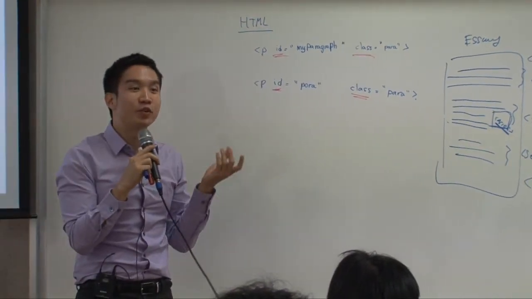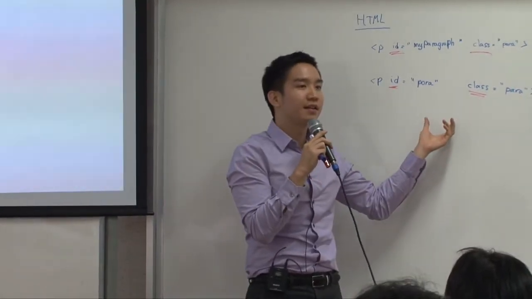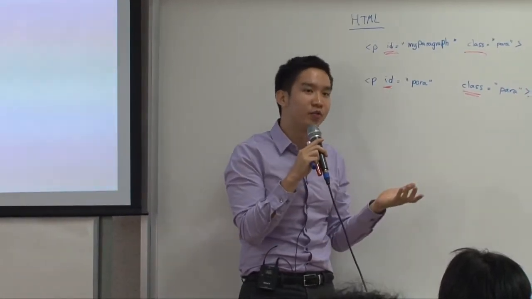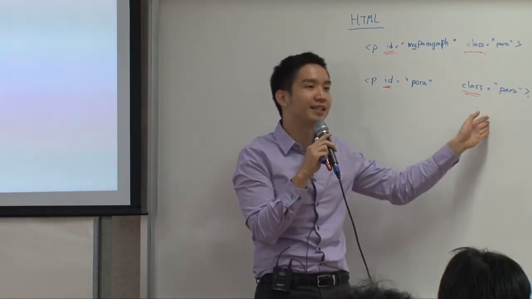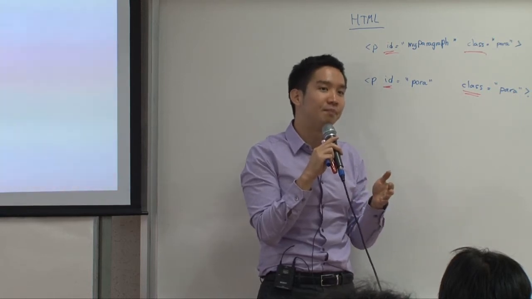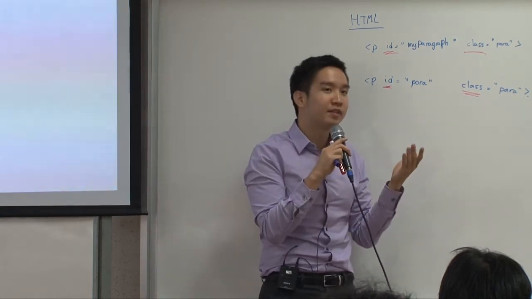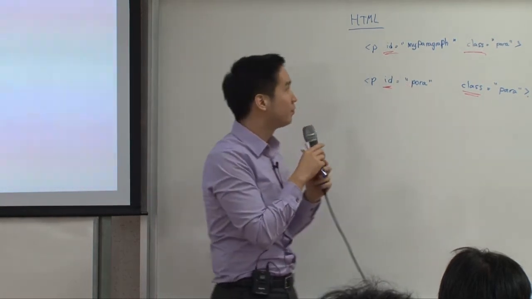So ID should be unique. What about class? Class is something that does not have to be unique, okay? So that's the difference between ID and class. If I were to ask you, what's the difference between ID and class? The answer that you should reply is that ID must be unique, okay?